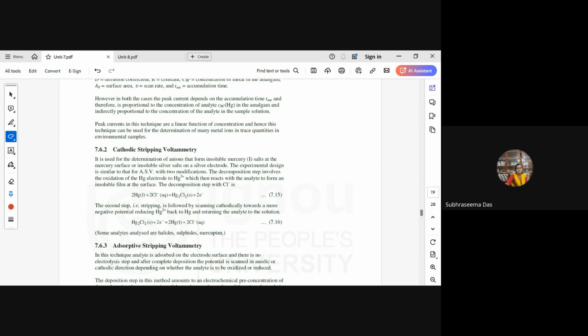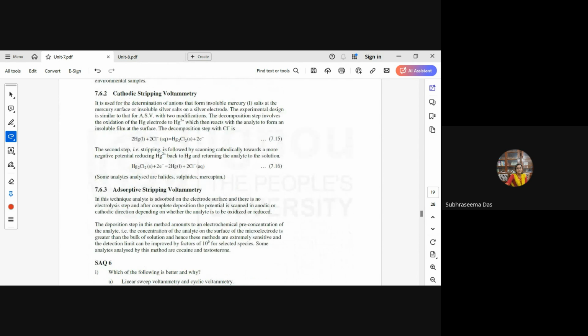In the second step, that is the stripping step, this is followed by scanning cathodically towards a more negative potential, that is the reduction of Hg2 plus back to Hg and returning the analyte to the solution. That is, Hg2Cl2 is again converted to Hg and returned to the solution. Some of the analytes determined by cathodic stripping voltammetry include the halides, sulfides, and mercaptans.